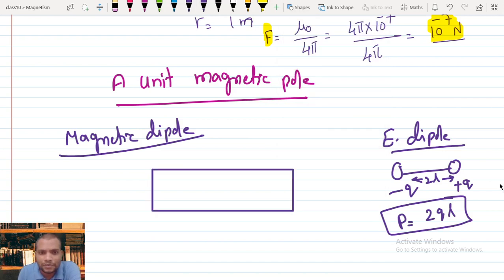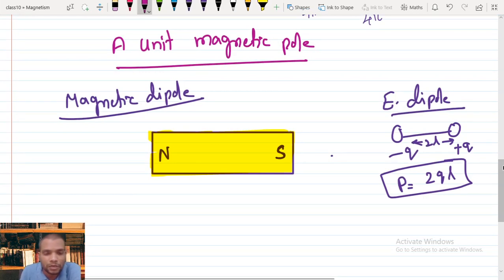A very easy example is the bar magnet. A bar magnet has two equal and opposite poles, and they are separated by a distance. Even though it's a very small distance, a tiny magnet itself becomes a magnetic dipole, because magnetic monopoles do not exist. This is the reason any bar magnet serves as a magnetic dipole. So if it is a magnetic dipole, how can we define the magnetic dipole moment? This is a very important point.